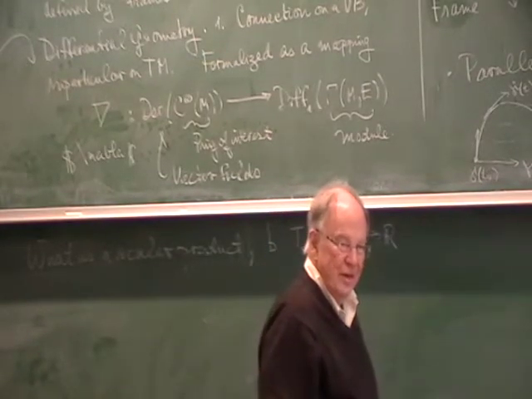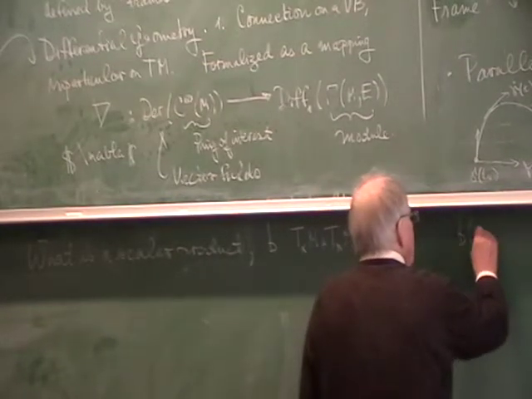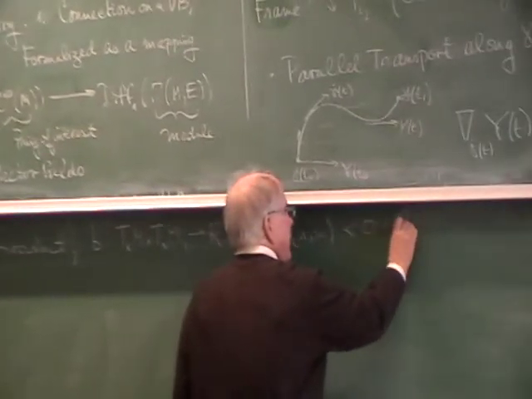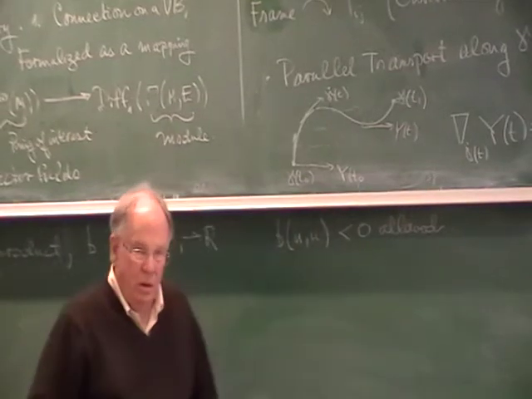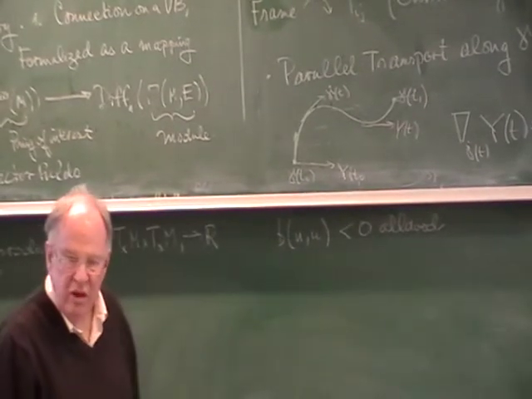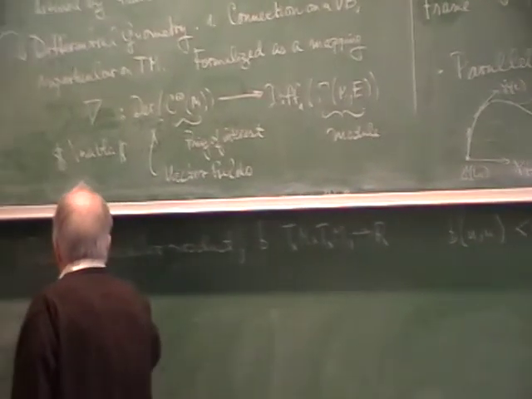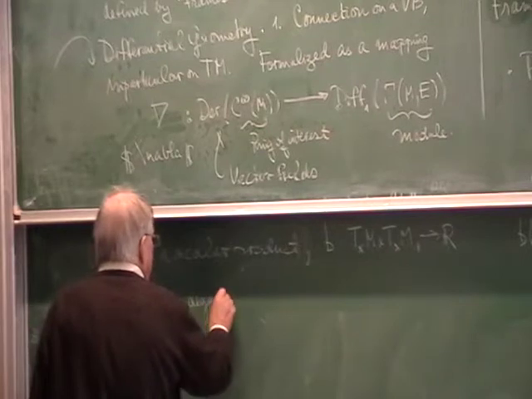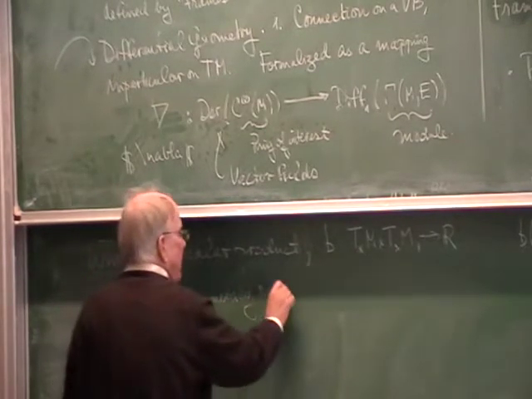Right? There are vectors of negative length. So B(u,u) less than zero is allowed. Maybe. There can be vectors of negative length. However, non-degeneracy should be required.